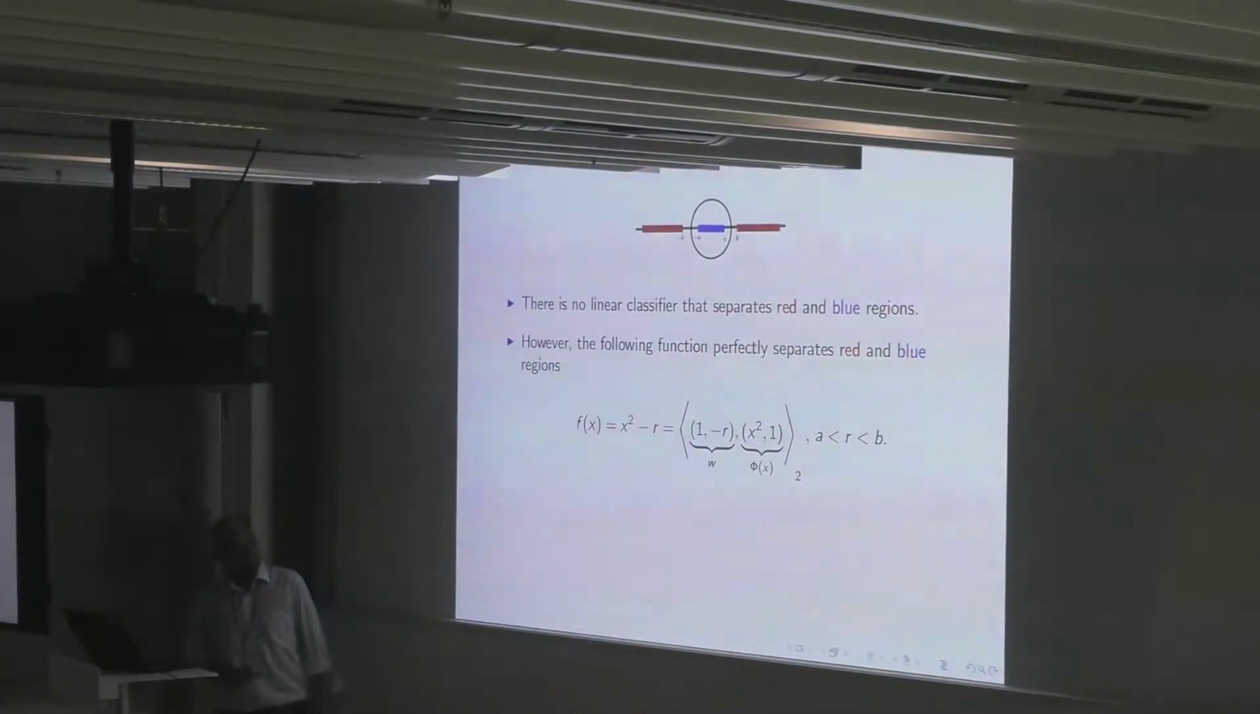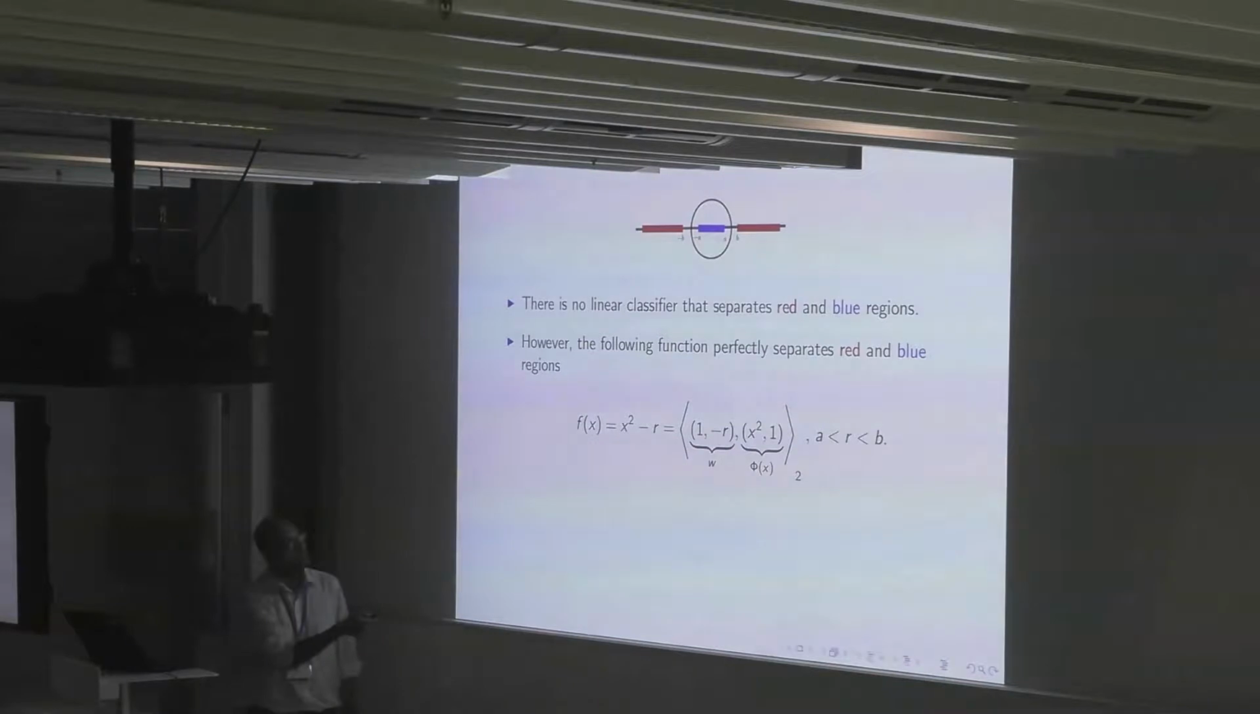But then we can perfectly separate these two regions by, in general, a conic section, but here I'm just using the circle. If I choose my function f of x equal to x squared minus r, then for a certain choice of r, for x squared less than r, I say it's blue, otherwise it's red. So simply by moving into a quadratic form, I'm able to classify these two classes perfectly well.